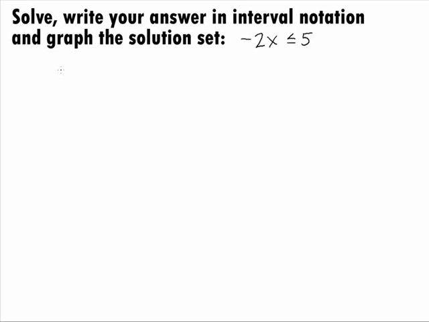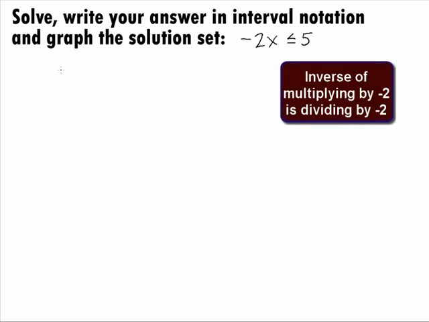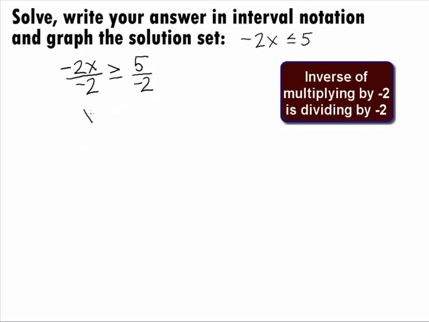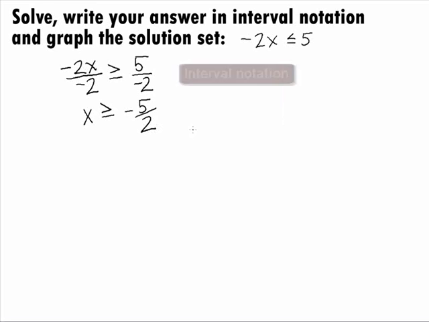In this problem, it looks like the only thing we need to move to the other side is the negative 2. The inverse of multiplying by negative 2 is to divide both sides by negative 2. When we do this, we will get negative 2x over negative 2, and because we are dividing both sides by a negative number, we switch the inequality to greater than or equal to 5 over negative 2, which simplifies to be x greater than or equal to negative 5/2, which is our final answer to the inequality part of this problem. Next, let's write this in interval notation.